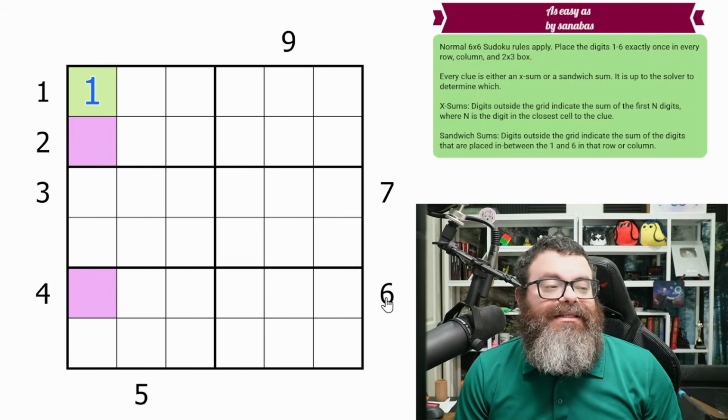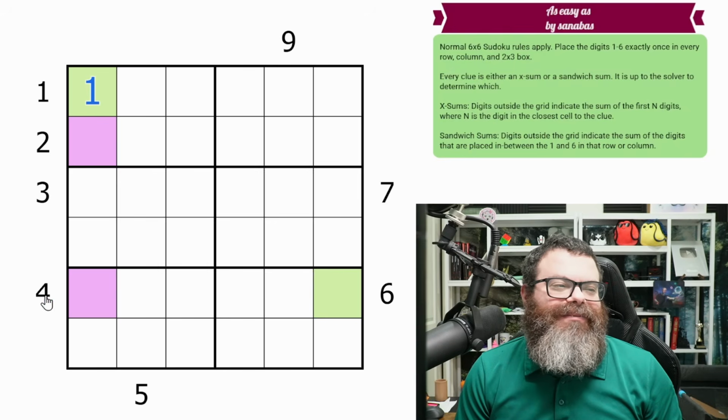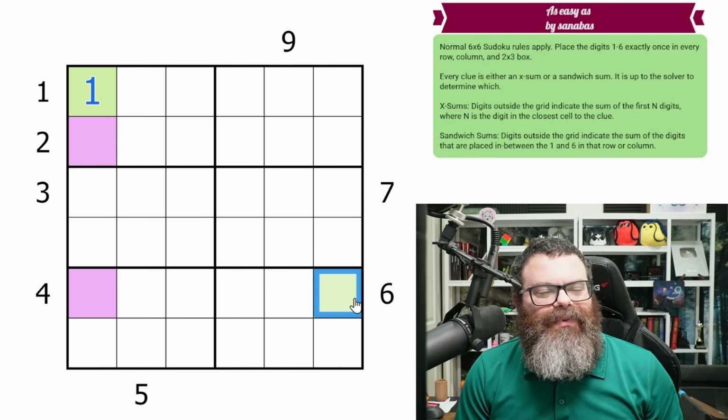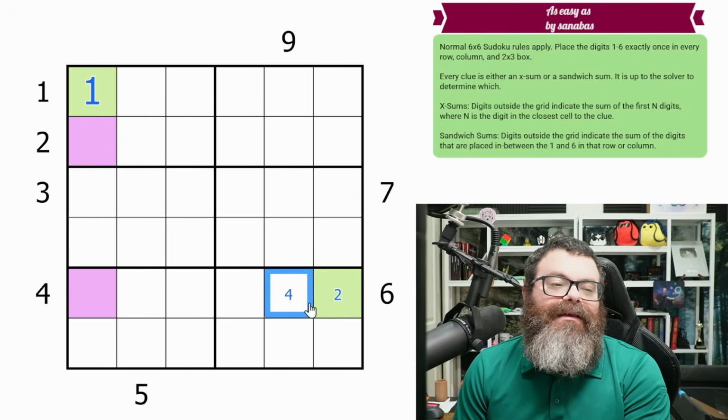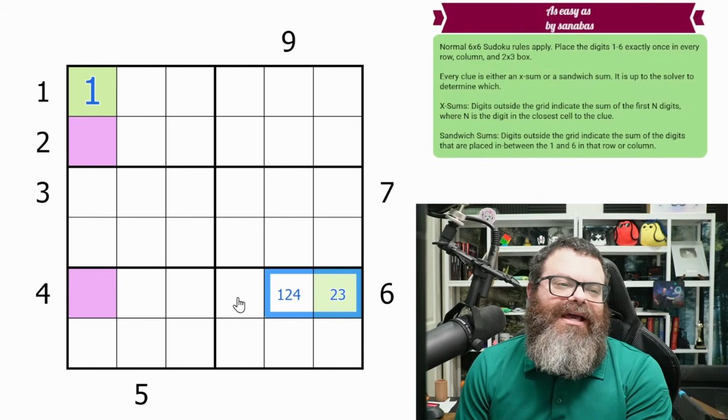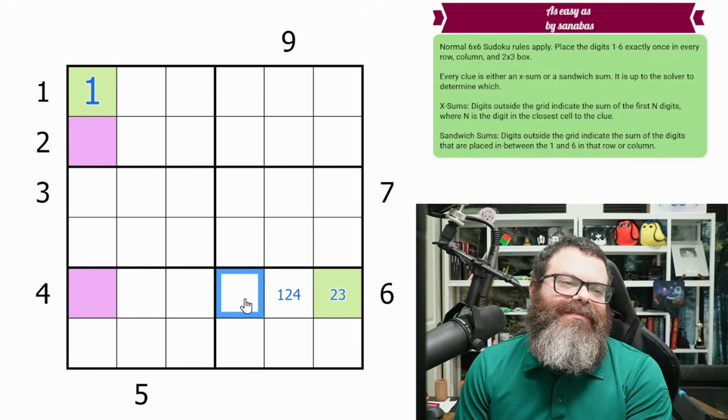That means that this 6 cannot be the sandwich sum, because we know the sandwich sum in the row adds to 4. So this is an X sum adding to 6. So it could be a 2, 4, or we could put a 3 here, and this would be a 1 or a 2. So that's how we pencil that. We can't pencil this third digit, because if this is 2, 4, this third digit can be whatever. But if it's 3, then this is a 1, 2 pair.